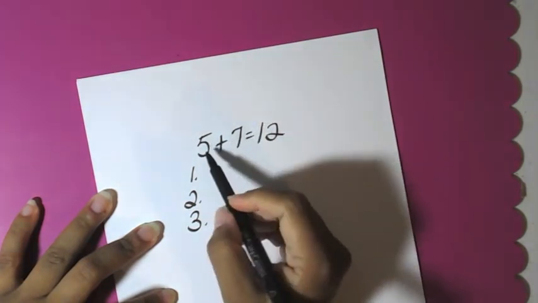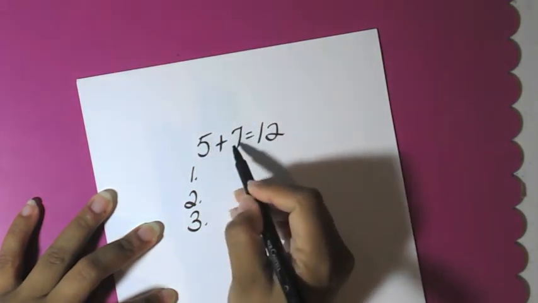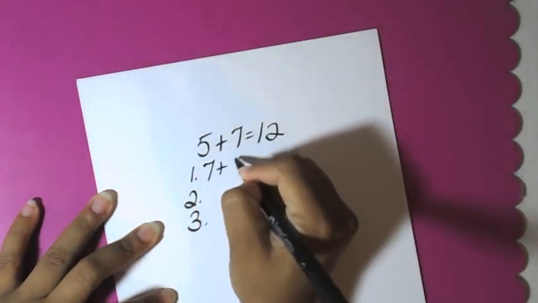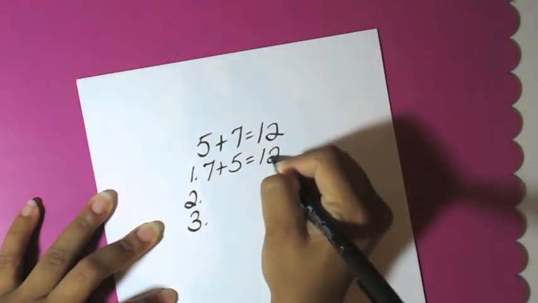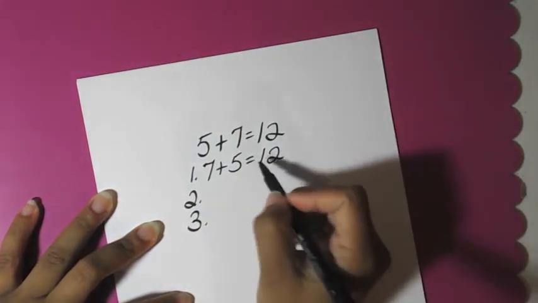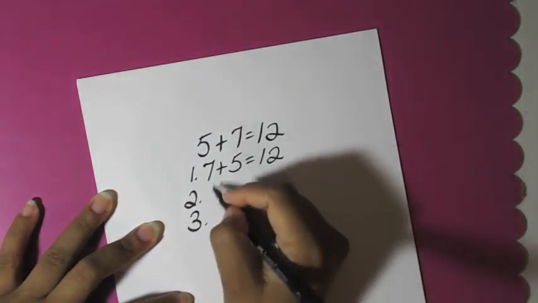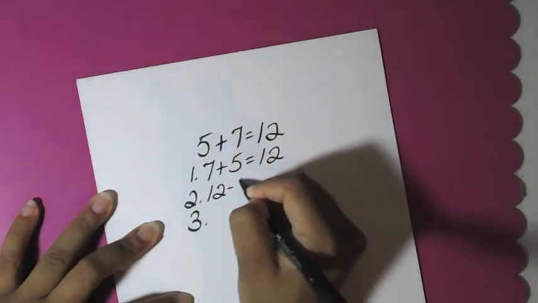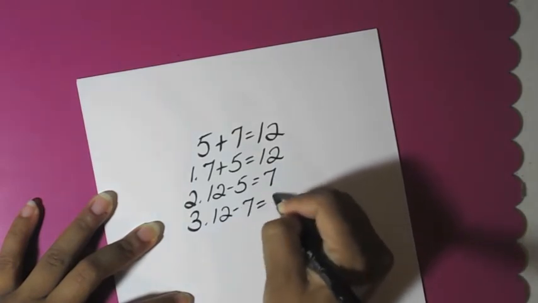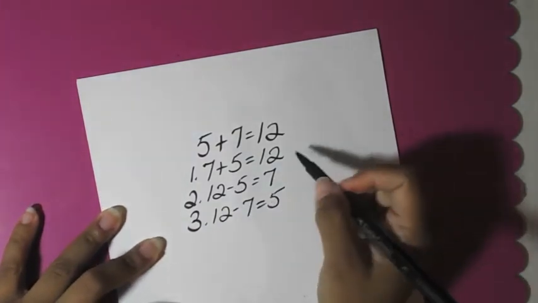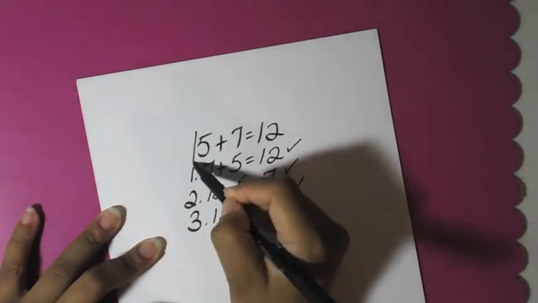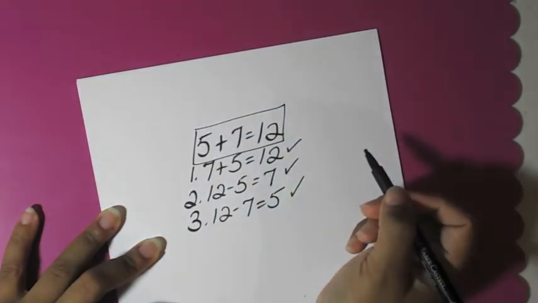Well, you know that we already have the first one, so we can do the flip-flop or the reverse for the second addition problem. So we can say 7 plus 5 equals 12. Then we know we have to do subtraction. We also know that we have to use the largest number for the subtraction sentence. So we're going to say 12 take away 5 equals 7, and 12 take away 7 equals 5. And that would be correct when you are creating a fact family with just one given math equation.